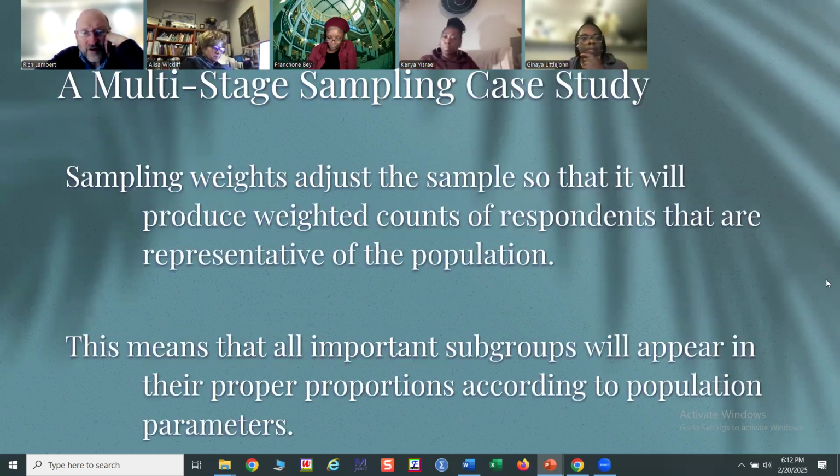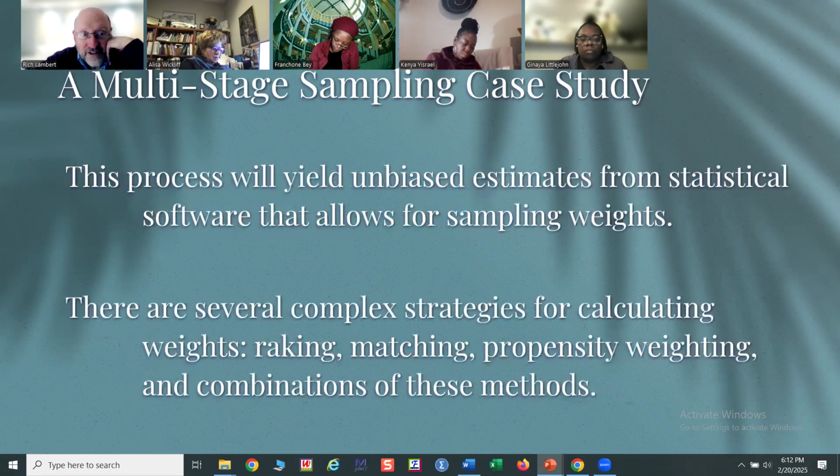So sampling weights are used to adjust the sample so that it produces weighted estimates that are representative of the full population. This means that all subgroups will appear in their proper proportions according to the population parameters, according to what they really represent in the full population. But this quickly gets complicated. This process will yield unbiased estimates from statistical software that allows you to apply sampling weights. And common packages like R, SPSS, Stata, SAS, they'll all do that.